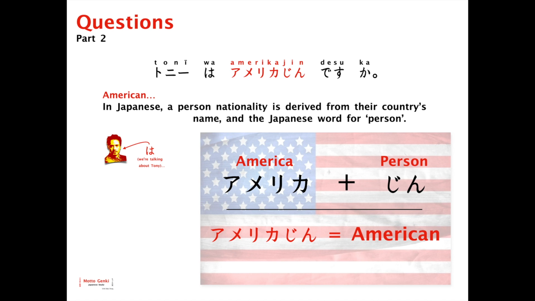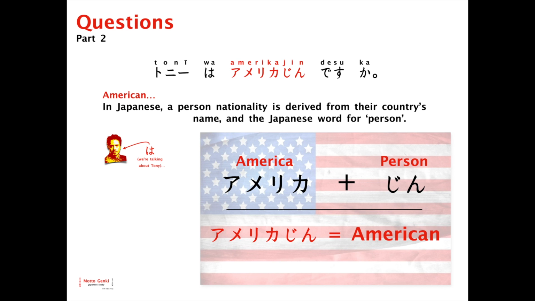Now, this part we will look at making nationalities for this question. To make a nationality in Japanese, we take the country's name and add jin. Jin is a suffix in Japanese that means person. So, America jin, America person, American.